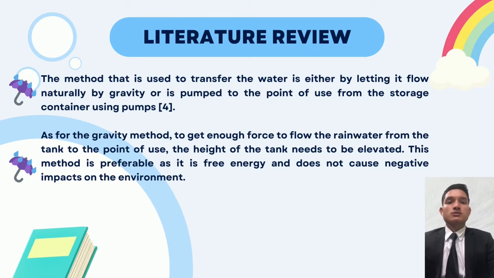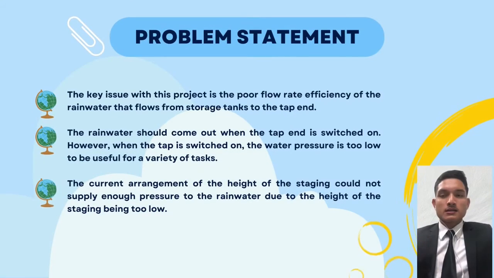The method that is used to transfer the water is either by letting it flow naturally by gravity or it is pumped to the point of use from the storage container using pumps. As for the gravity method, to get enough force to flow the water from the tank to the point of use, the height of the tank needs to be elevated. This method is preferable as it is free energy and does not cause negative impacts on the environment compared to the pumps. Next is the problem statement of this project.